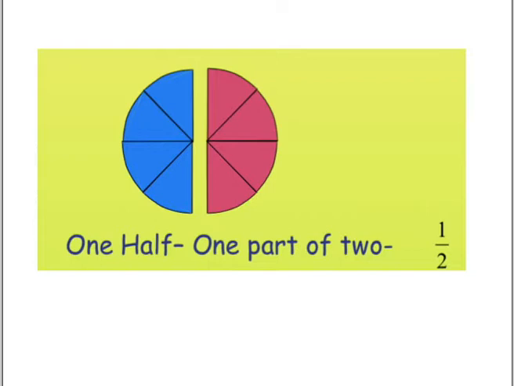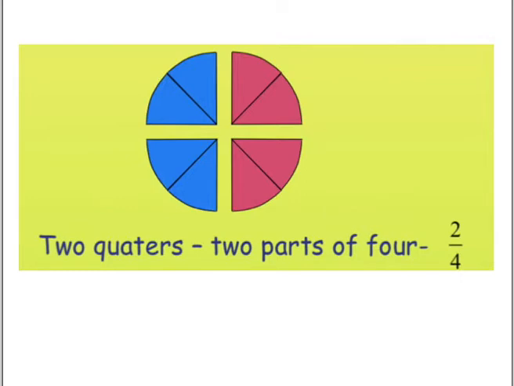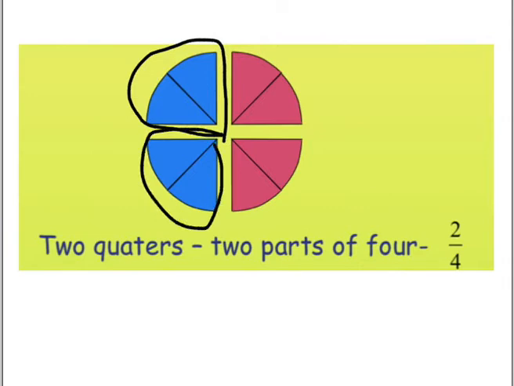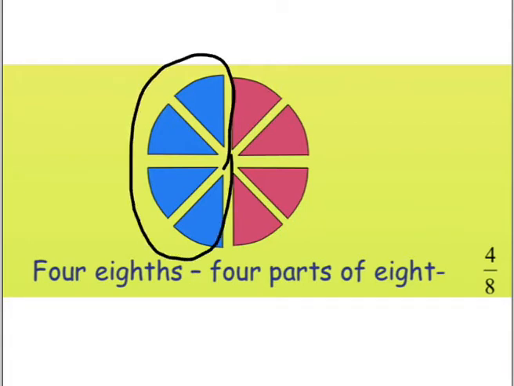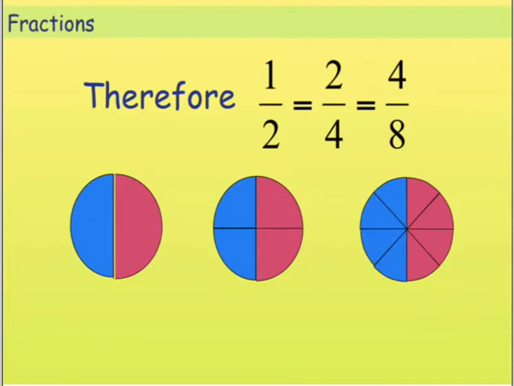1/2 can be one part of 2, so we can write 1/2. But we could also say 2/4. We could also say 4/8, so all 4 of these over here are technically all equal to 1/2. So here we have 1/2 of the circle colored blue. Here we have 2/4, but again, it's just 1/2. And here we have 4/8, which is again 1/2. Therefore, there are many different ways that we can say 1/2.